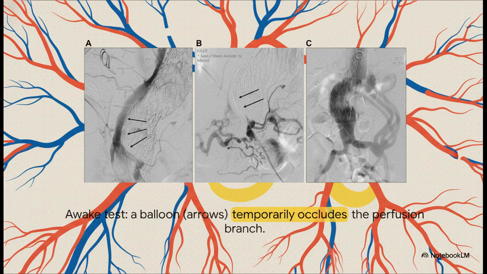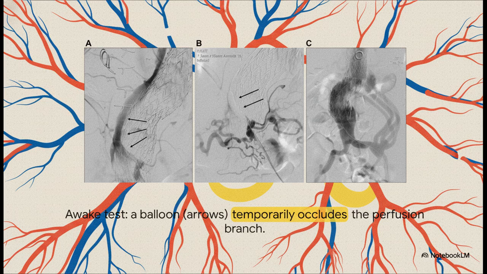This is amazing. The patient is actually awake for this, just under local anesthesia. In the images on the left and in the center, you can see that little angioplasty balloon, marked by the arrows, inflated inside the perfusion branch. They're temporarily blocking the flow. For 10 minutes, they stood at the bedside and did a detailed neurological exam on her. Can you move your legs? Can you feel this? Because she remained perfectly normal neurologically, it was definitive proof.